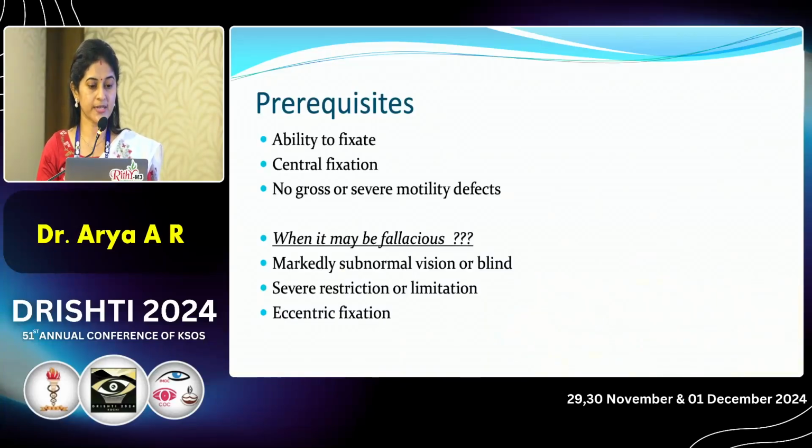So, what are the prerequisites for this test? The patient should be able to fixate, central fixation, and no gross or severe motility defect should be there. And this test can be fallacious in markedly subnormal vision or when the patient is blind, severe restriction or limitation of the extraocular movements, and eccentric fixation.